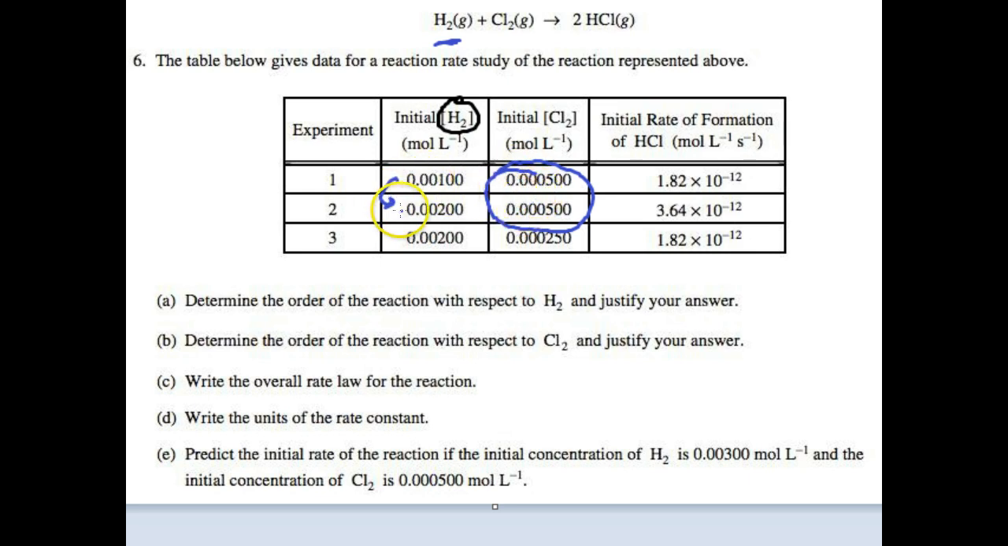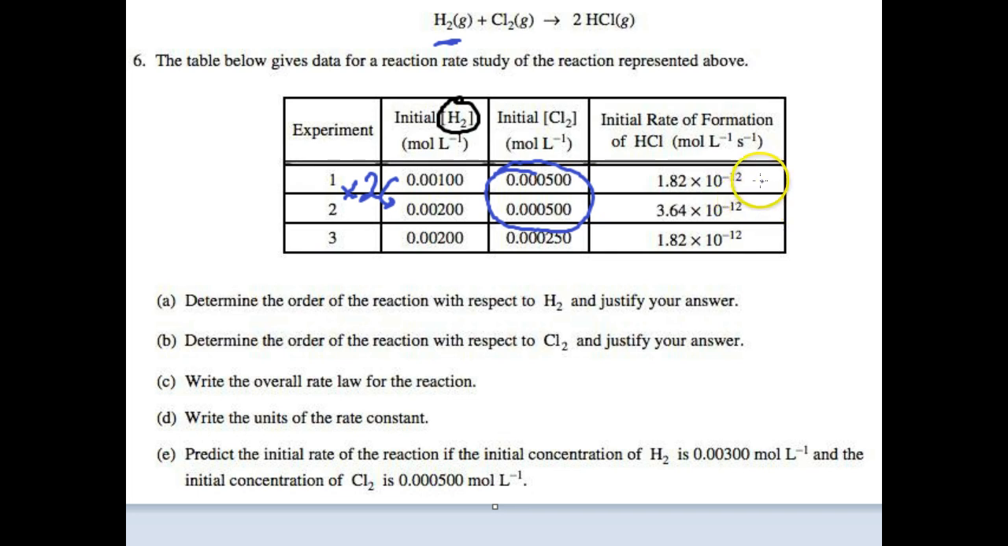What was the change here? Well, the change here was this number divided by this number. That's 2, so we have doubled. So I'm going to put times 2. From experiment 1 to experiment 2, we've doubled the H2 concentration. What has happened to the rate? Well, when I figured out that this got doubled, I did experiment 2 divided by experiment 1. Did the rate also get doubled? When I double H2, if the rate got doubled too, then that would mean that H2 is first order.